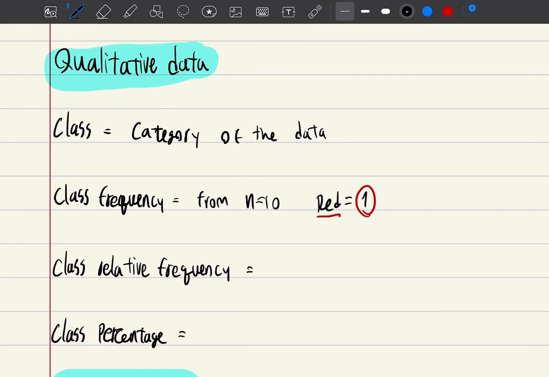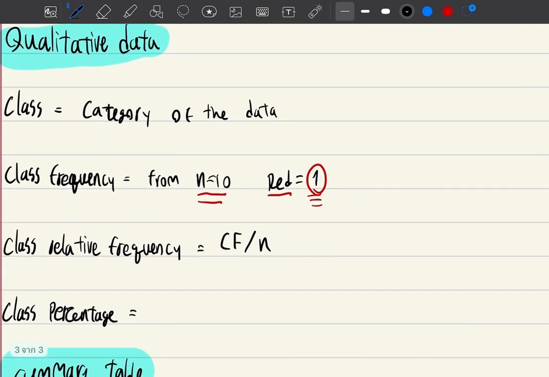The third one is class relative frequency. The class relative frequency is just the class frequency divided by the total number, which is n. So it's going to be class frequency divided by n. In this case, it's going to be 1 over 10. So the class relative frequency of red is 1 over 10.